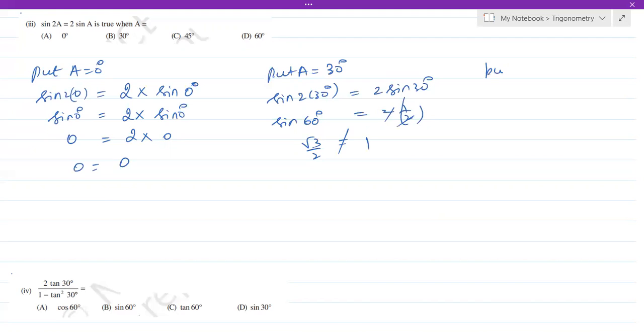Let's similarly check for a equal to 45. Sin 2 into 45 degrees is sin 90, and sin 90 is 1. The RHS is 2 sin 45, which is 2 into 1 by root 2. So obviously 1 is not equal to 2 into 1 by root 2, isn't it? It's very clearly not equal. Similarly, you can check for 60, that is also not equal. Therefore, the correct option is A itself.